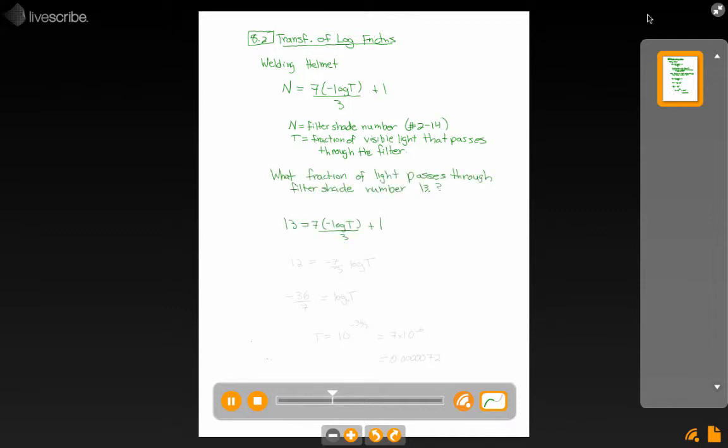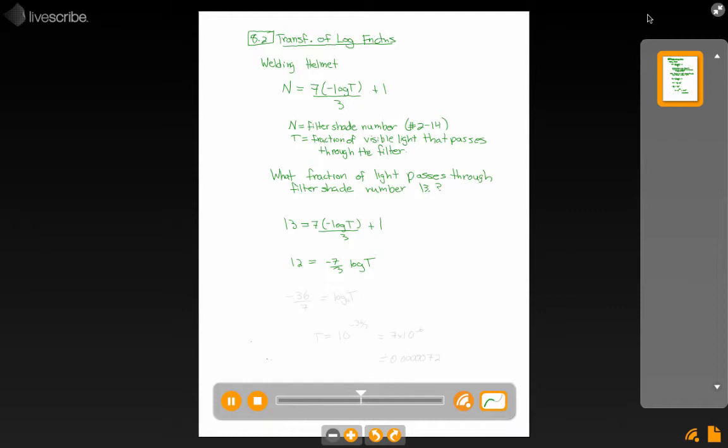What fraction of light passes through filter shade number 13 means we just put in 13 for n. We've got 13 equals, and we just write down the equation as it was. Now we're trying to solve for t. This is fairly common, where we have one unknown, we're given the other one, and we're basically doing the algebra to solve. The first step is pretty easy: I subtract 1, so I've got 12 equals negative 7 over 3 log of t.